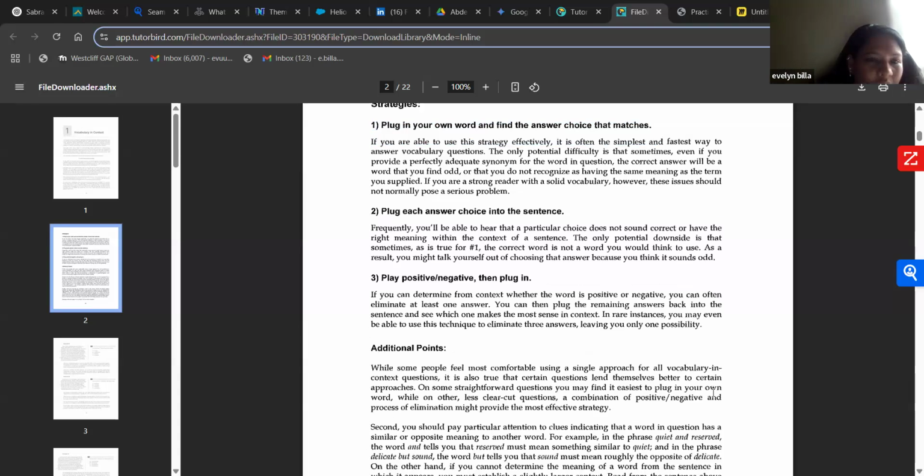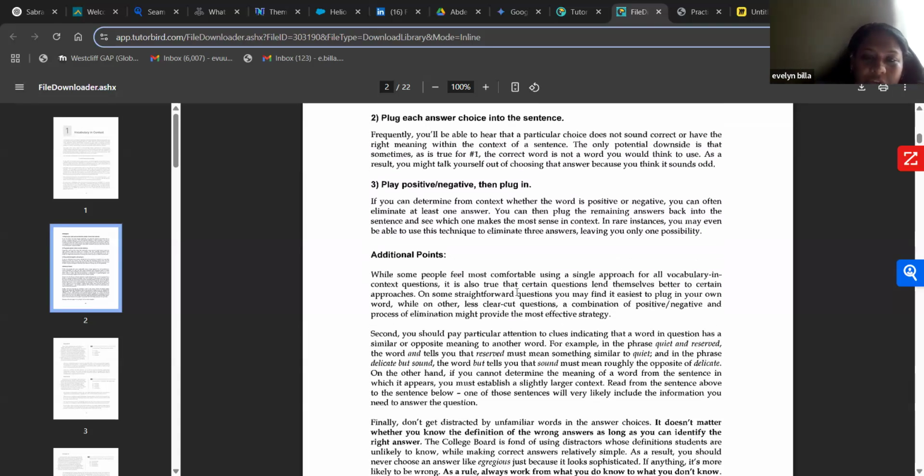Point number 3. Sanvi, just go ahead and read point number 3. Play positive or negative, then plug in. If you can determine from context whether the word is positive or negative, you can often eliminate at least one answer. You can then plug the remaining answers back into the sentence and see which one makes the most sense in context. In rare instances, you may even be able to use this technique to eliminate all the wrong answers, leaving you only one.